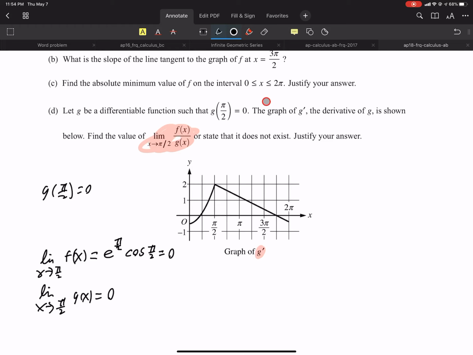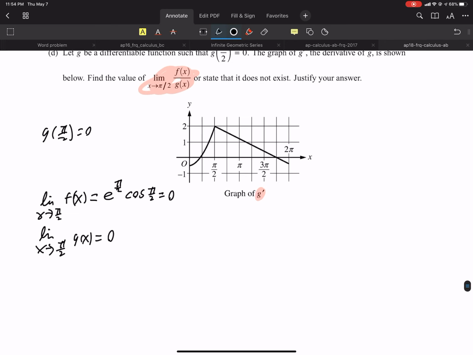And the reasoning, they tell us g at pi over 2 is 0. And if you could look, g prime exists. The derivative exists. Therefore, the function's continuous. If the function's continuous, then the limit equals the value at the point. That is something you have to know, the definition of continuity.